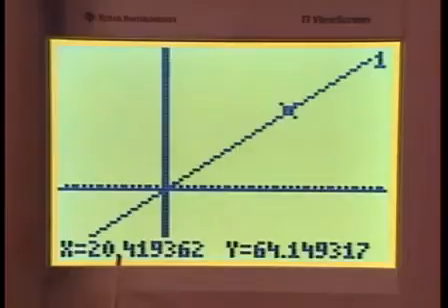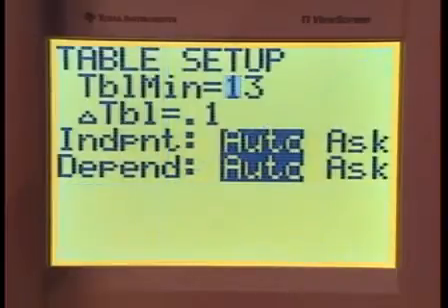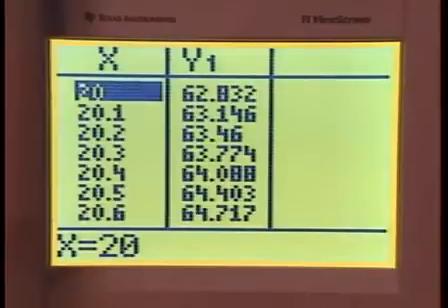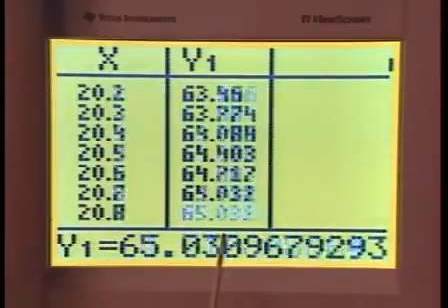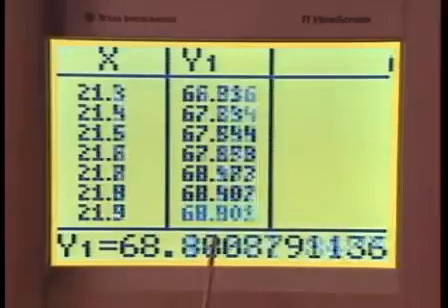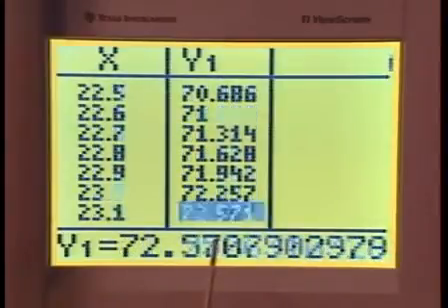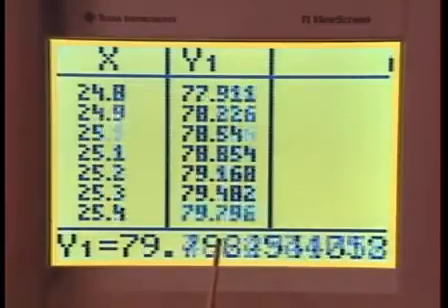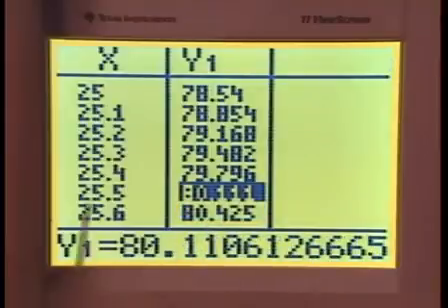If I wanted the exact value, I could go to table set, set that equal to 20, and then look at my table, and I have the exact value of the circumference. Staying with the table, suppose I had a circumference of 80. What would the diameter be? Well, now I go down the circumference, I look for 80, and it's coming. And there it is, approximately. My diameter would be about 25.5.